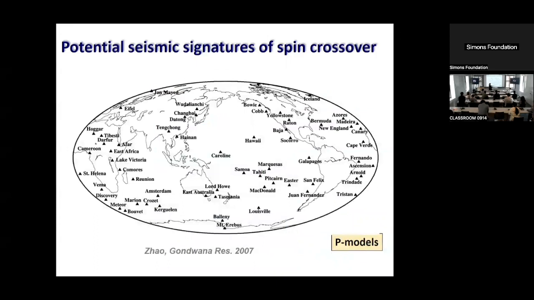You have to look for these images in P models. You will see the signature of the spin transition in P models, or in the relationship between P and S models.